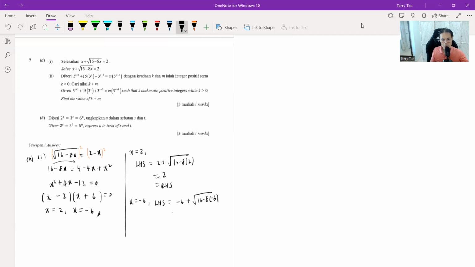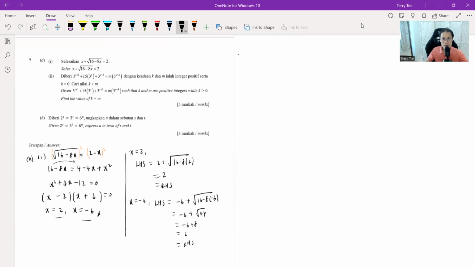That will be 64, right? Yeah, 16 plus 48, 64. Square root 64 is 8. So yes, it's still 2, it's still right-hand side. So both answers are valid, right? So in this case, no problem. Your answer, both are okay. So don't need to reject any answer.